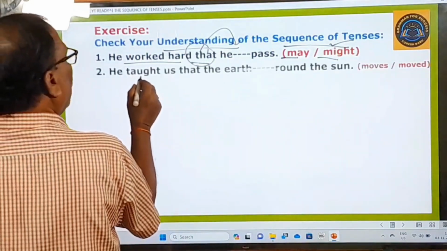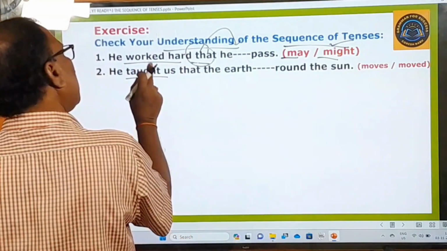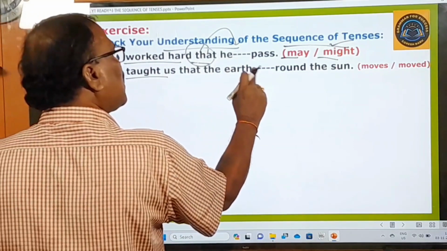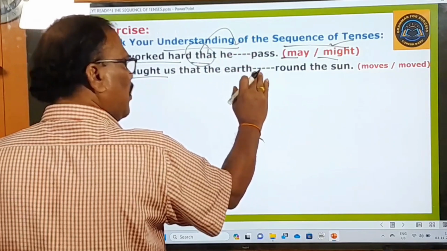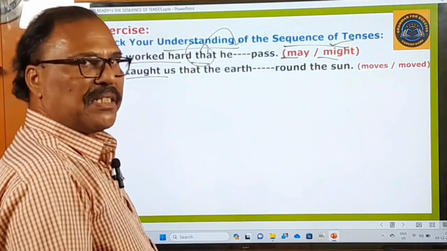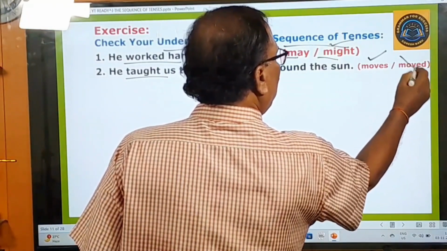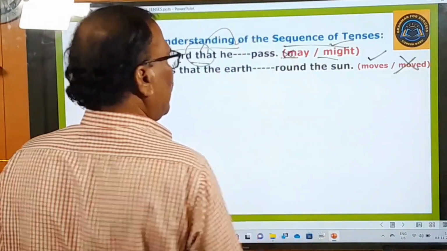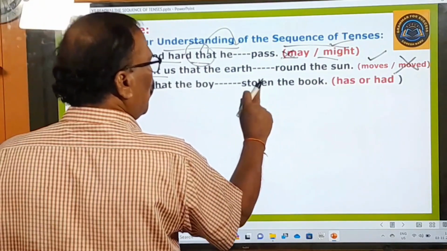Similarly, he taught us that the earth dash around the sun. So here, this main clause is in the past tense. Even then, the sentence mentioned in the subordinate clause is a universal truth, and universal truths must always be expressed in the present tense. That's why moves is the right one, moved is not the right one. Okay, right. And then comes, he saw that the boy dash stolen the book.